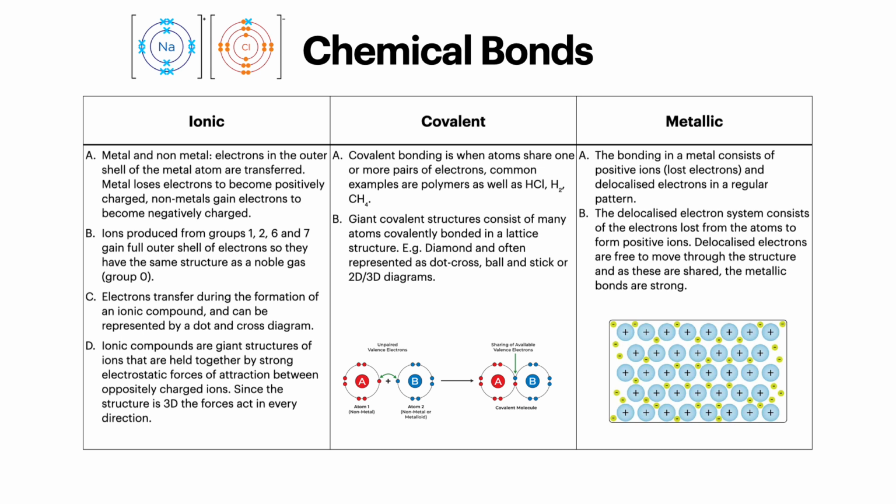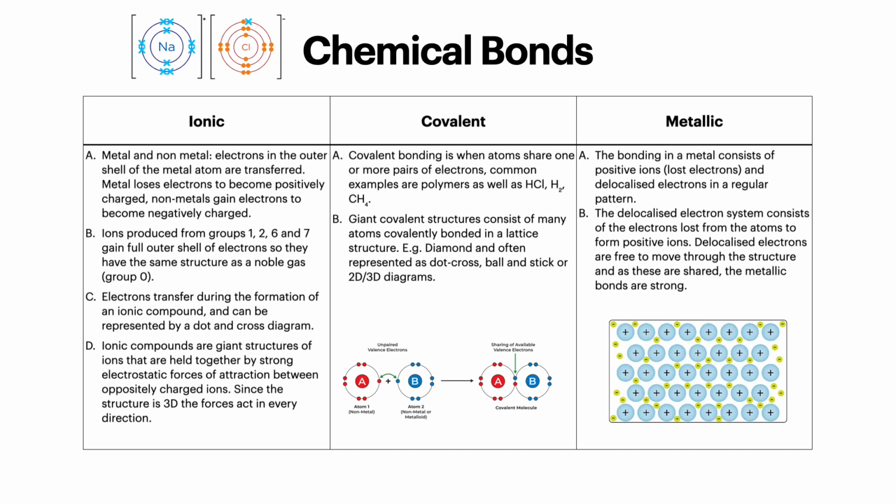And since the structure is 3D, the forces act in every direction. So basically what makes ionic bonding so strong is that both the attraction and repulsion between the positive and negative charges means that it's very tough, very strong bonds.